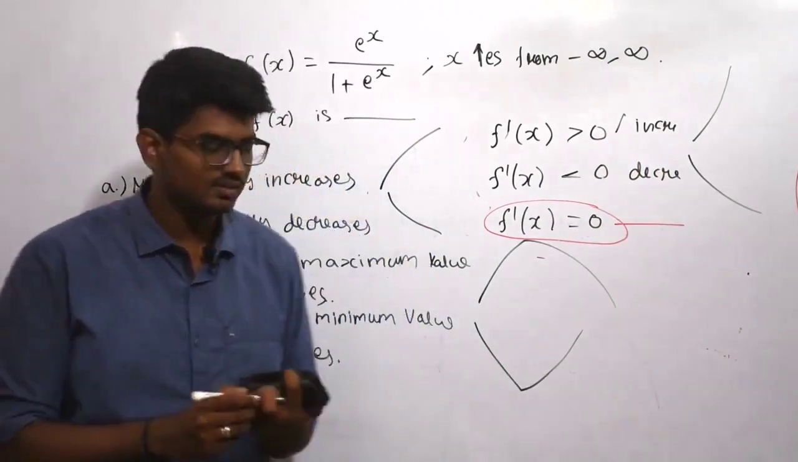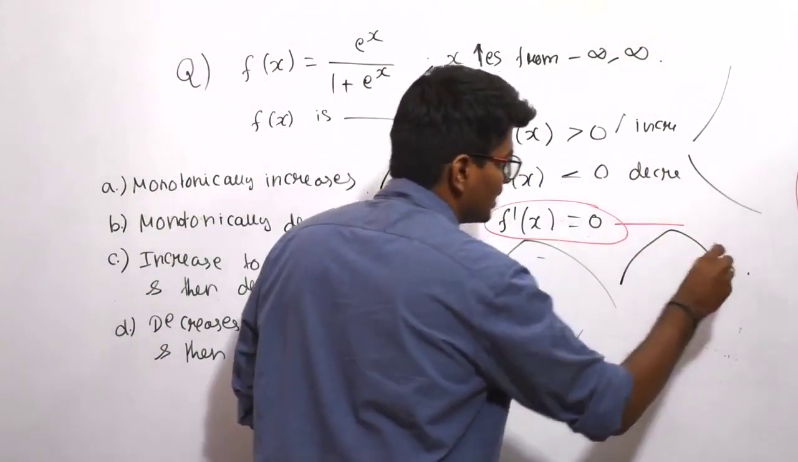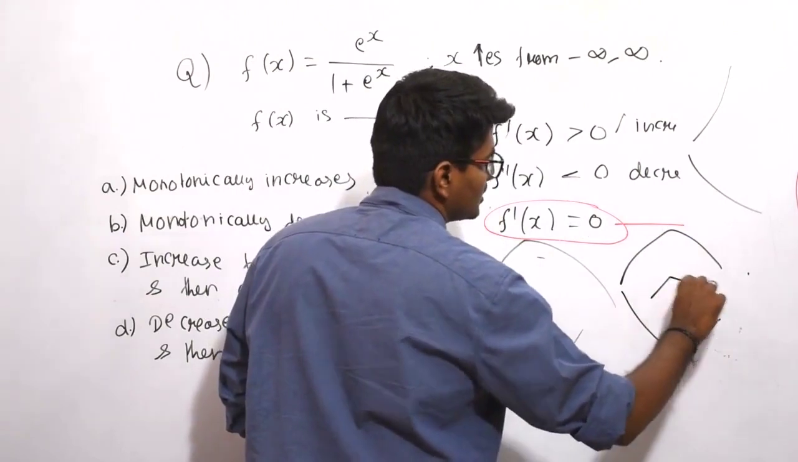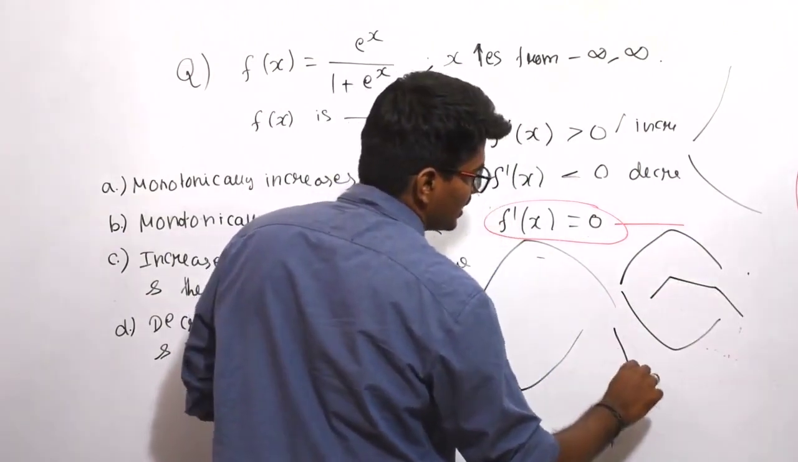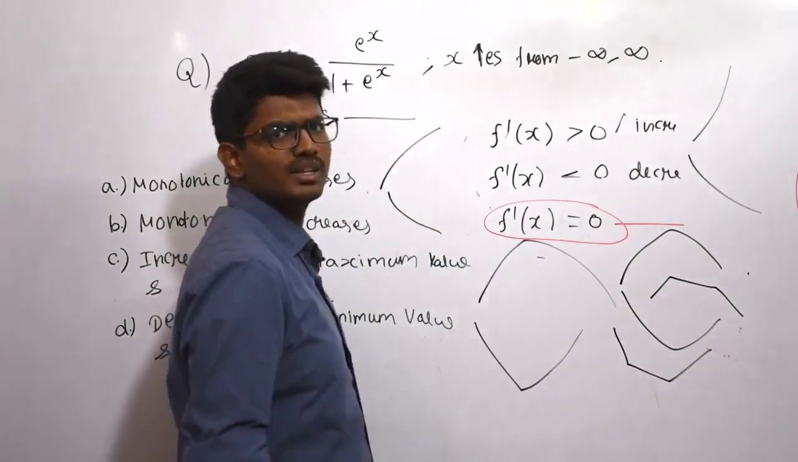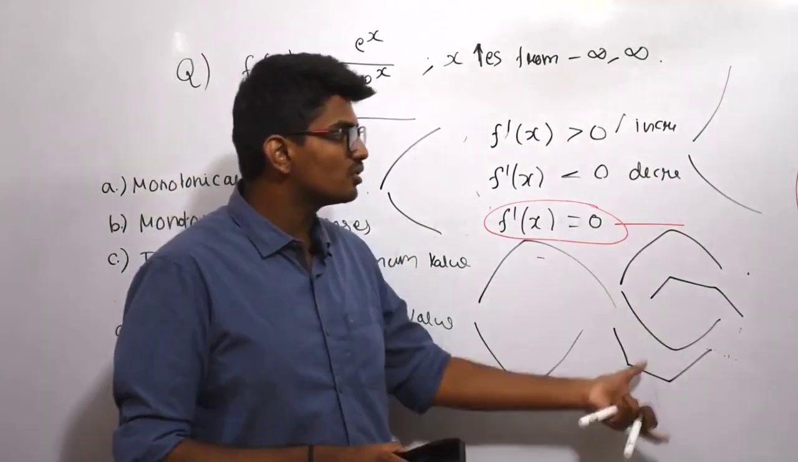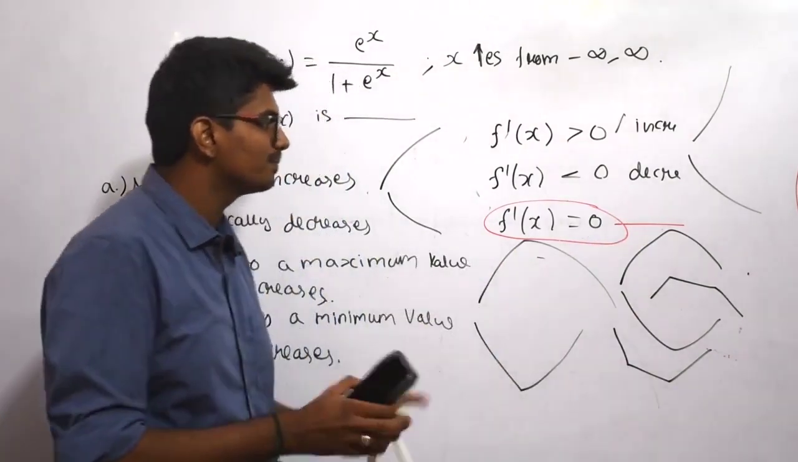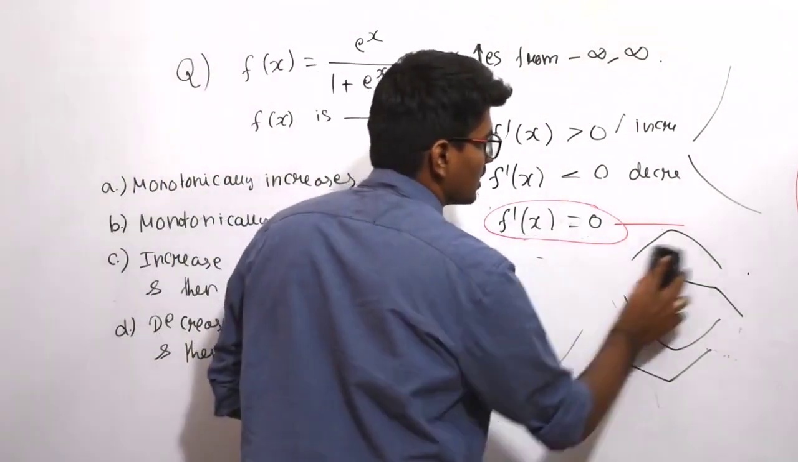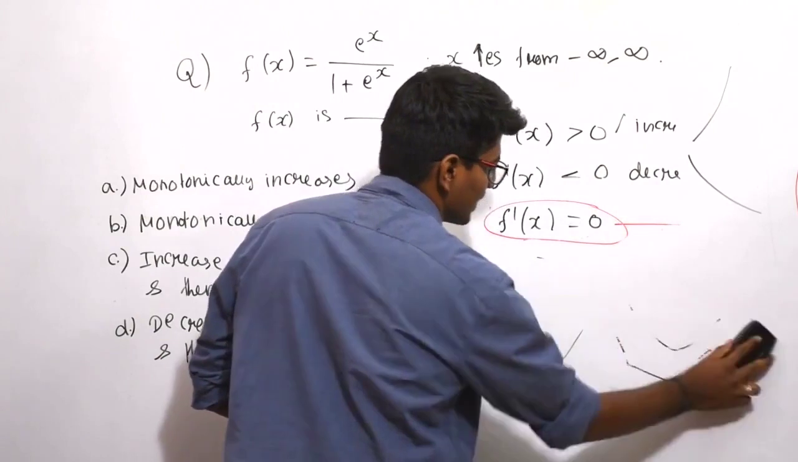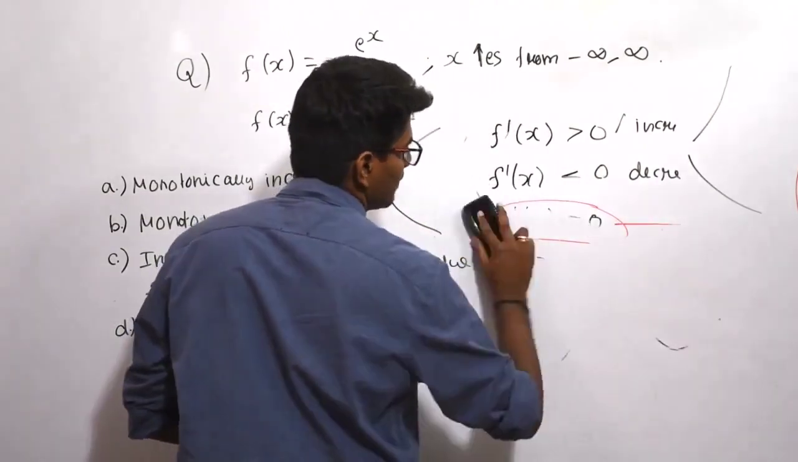What are all the possibilities? Either it could increase and decrease, or decrease and increase, or increase, become constant and decrease, or decrease, become constant and increase. All possibilities are there. We will discuss another problem. In that problem, this confusion will get cleared. For this problem, first we will focus on f dash of x. First we will find f dash of x, then we will clear the concept.